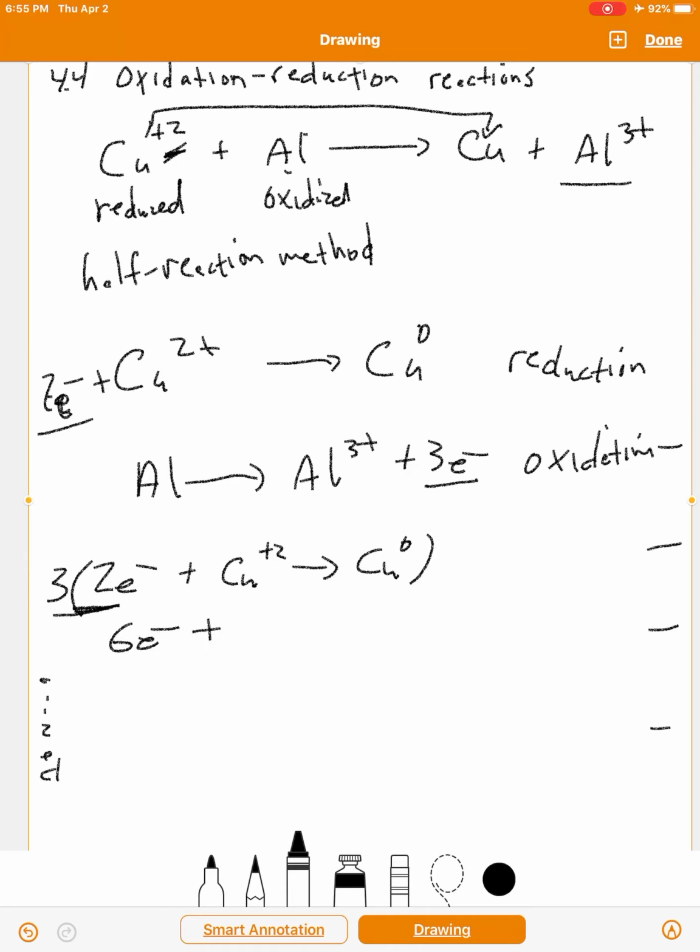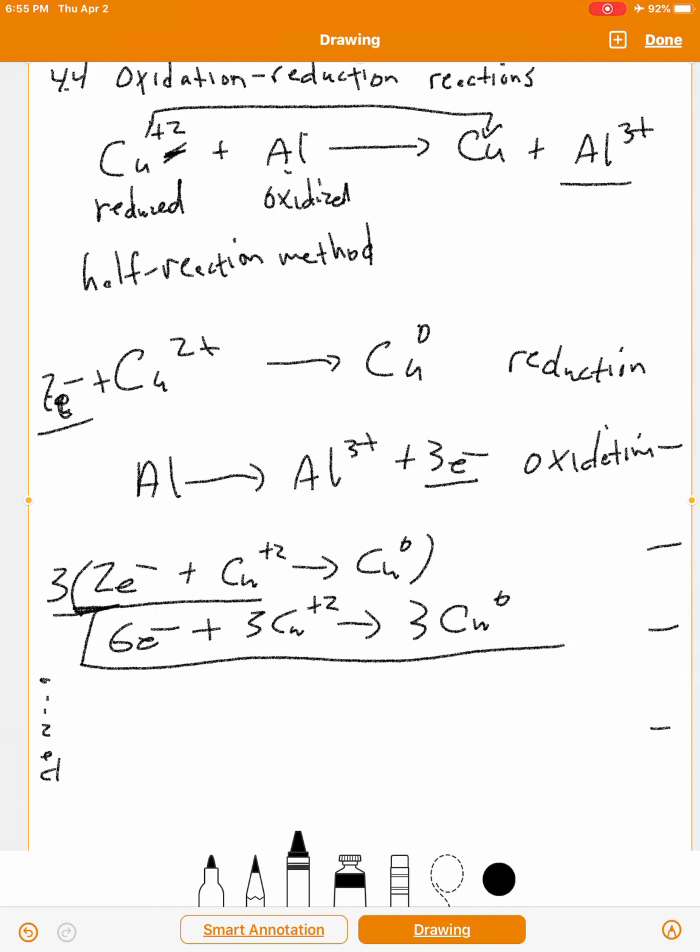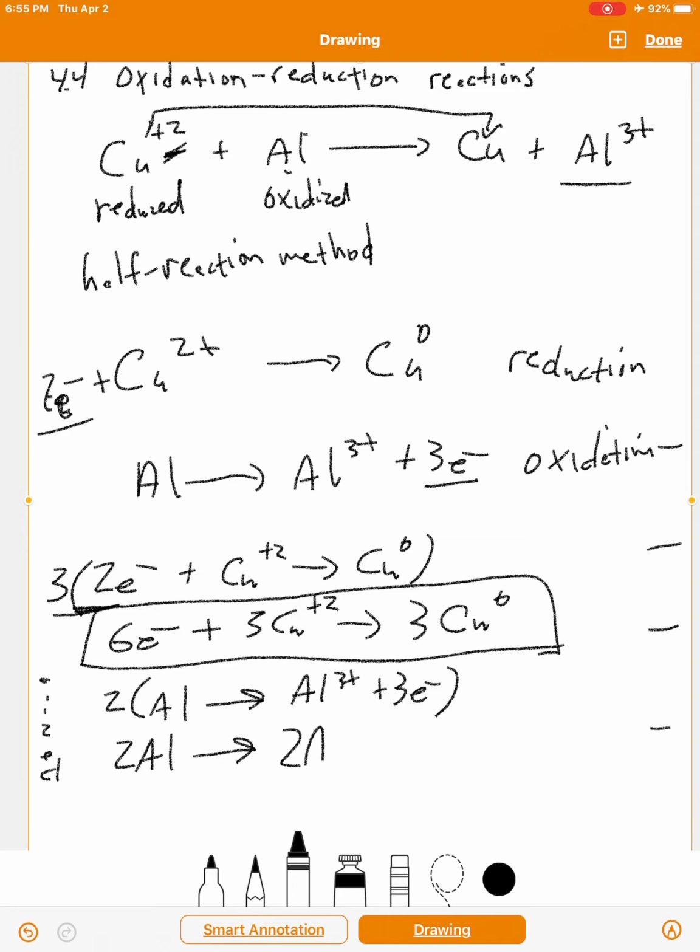So now you have 6 electrons plus 3 Cu 2 plus gives you 3 Cu. Okay, so there's that one. And then the other half reaction is the aluminum. We want to have 6 electrons for that one, so I'm going to multiply that by 2. 2 times 3 is 6, so you get 2 Al goes to 2 Al 3 plus plus 6 electrons. And now you've got that half reaction done. So those are the 2 half reactions that balance electrons.